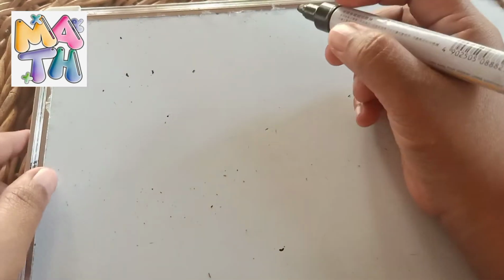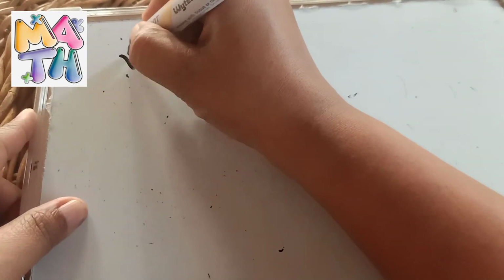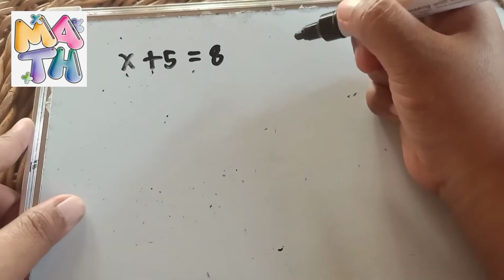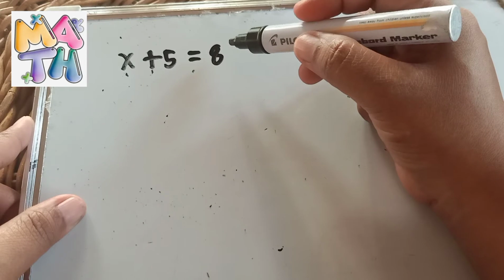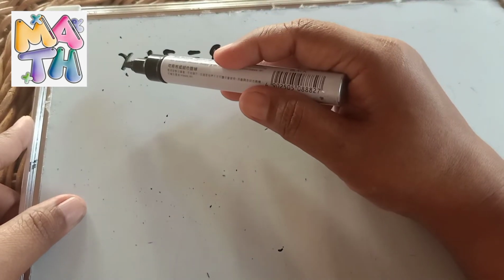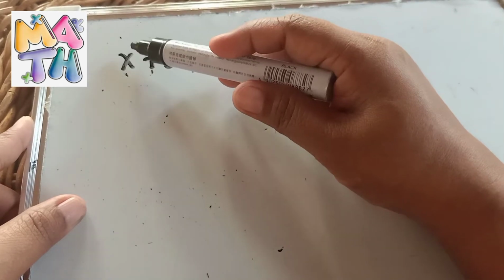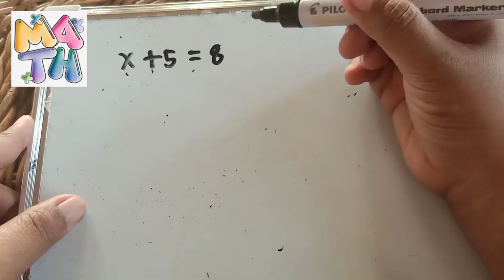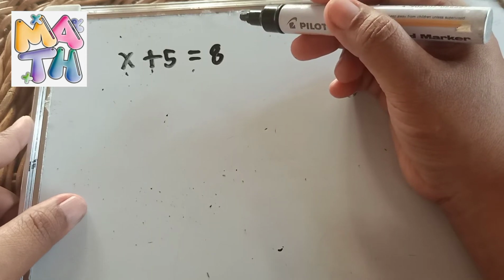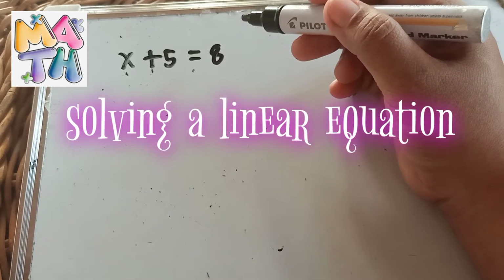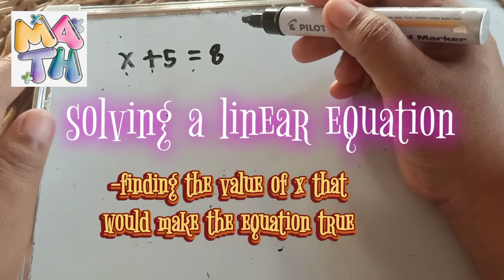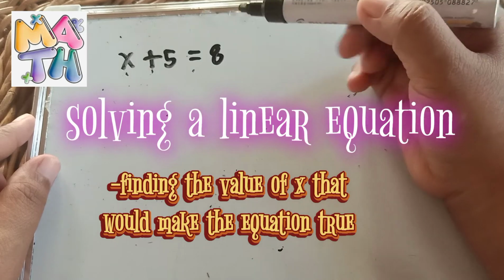Take a look at example number 1. We have here x plus 5 is equal to 8. Again, this is a linear equation because it involves an equal symbol and a variable whose exponent is 1. So here, when we are asked to solve a linear equation, we are actually looking for the value of x that would make the equation true.